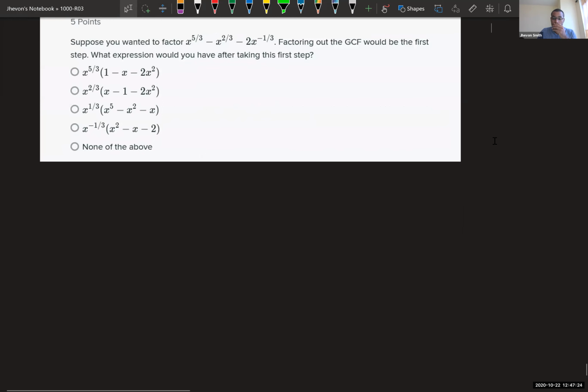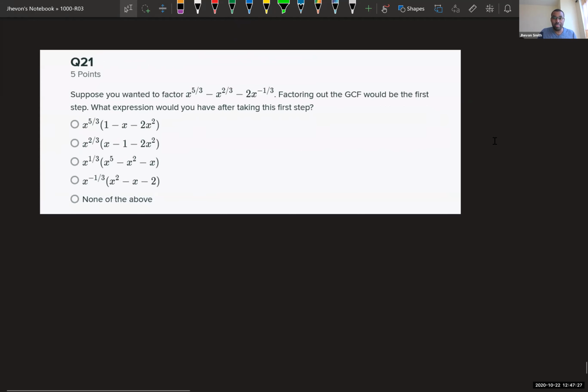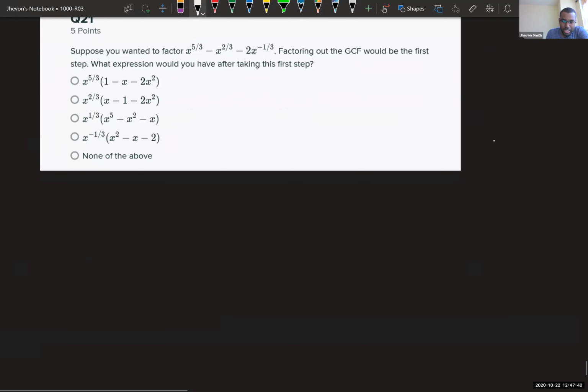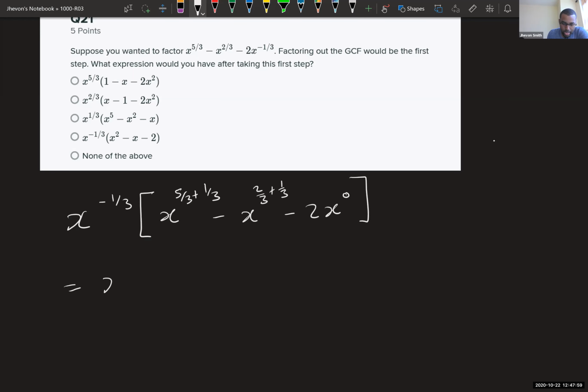Okay, so GCF, this bonus was actually not so bad because we've done several examples like this already. For the GCF, you always pull out the lowest power, right? So we know that it would start by pulling out the x to the -1/3, and then we'd write what's left over inside. So this is x to the 5/3 plus 1/3 minus x to the 2/3 plus 1/3 minus 2, well, x to the 0. So this would be x to the -1/3 times x squared minus x minus 2. And that's that one.